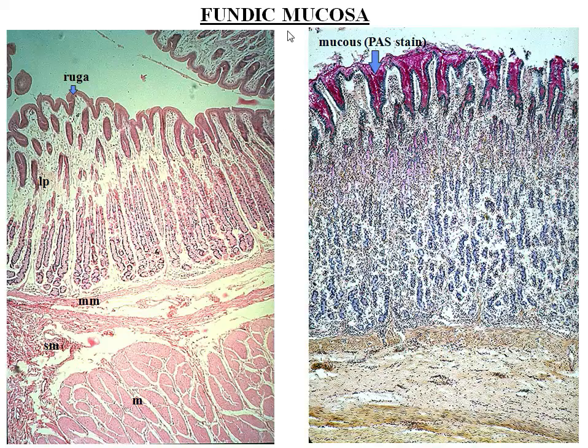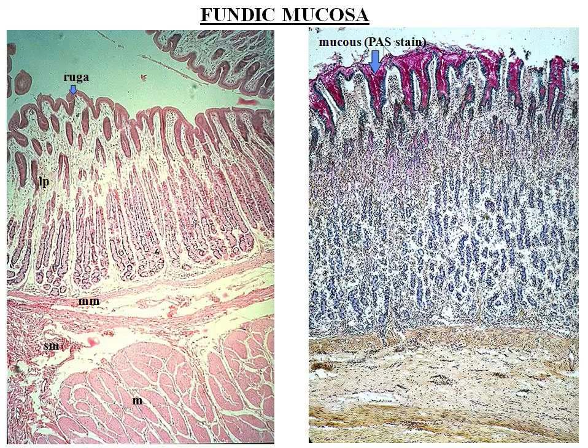Here again the fundic mucosa portion is there. These are all the rugae. These are the gastric pits, and here the different types of secretory cells are there. Here again you can see the different color patterns of these cells: the dark color, light color, black color and the pink color portions. All these different colors indicate the different types of cells.